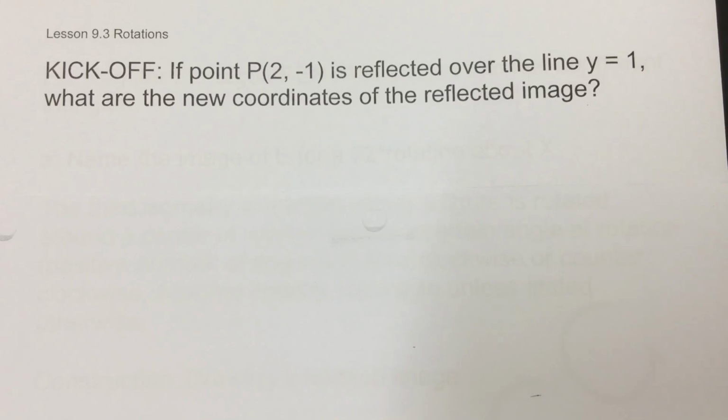All right, keeping it rolling with lesson 9.3. So, kickoff: point (2, -1) is reflected over the line y = 1. What are the new coordinates of the reflected image?